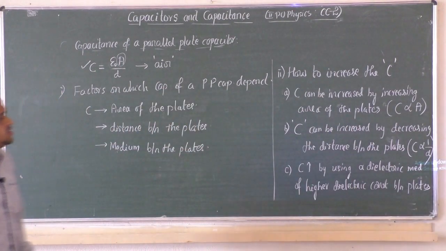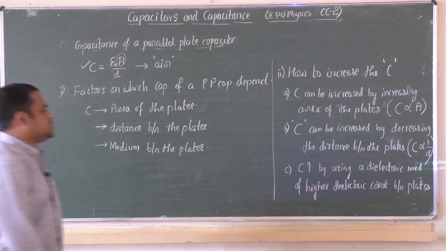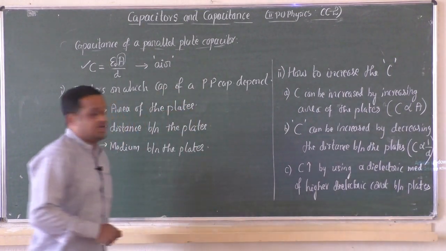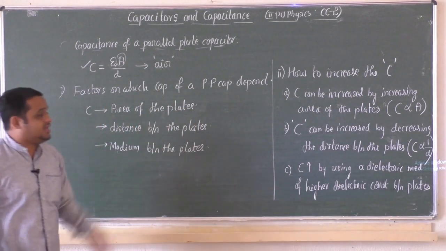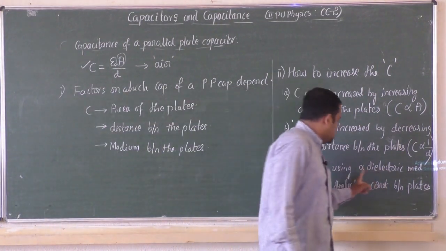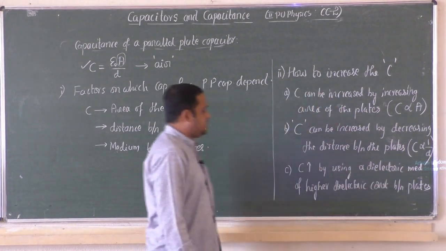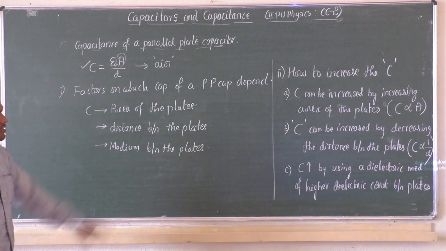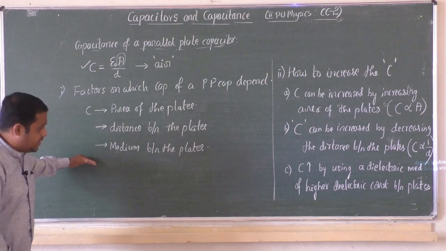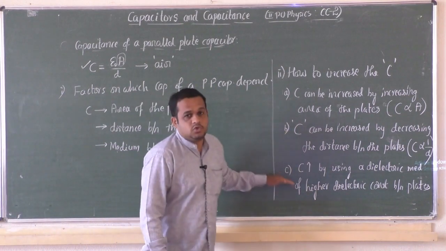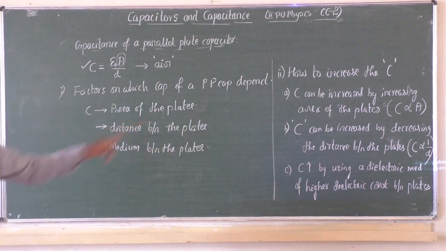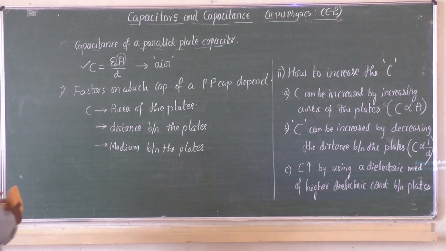How to increase the capacitance of a parallel plate capacitor? That is possible in 3 ways. Capacitance can be increased by increasing the area of the plates, by decreasing the distance between the plates, and by using a dielectric medium of higher dielectric constant between the plates. These are the 3 possibilities. Capacitance depends on these 3 factors, and these are the 3 methods to increase the capacitance of a parallel plate capacitor. Okay, important from the point of view of board examination.